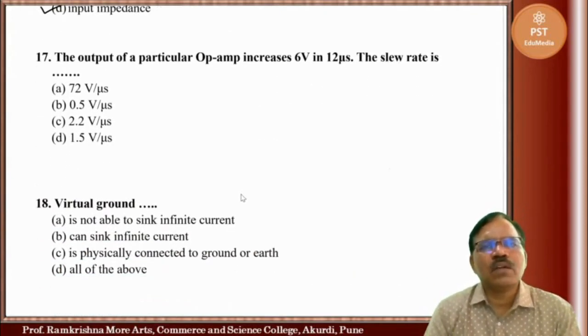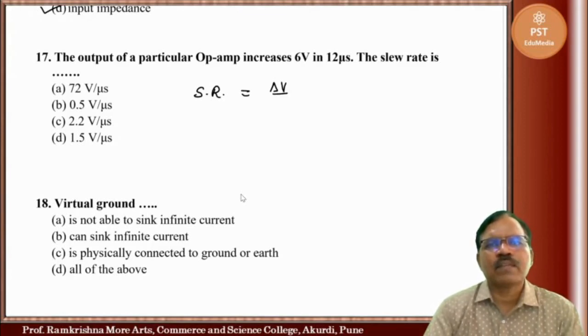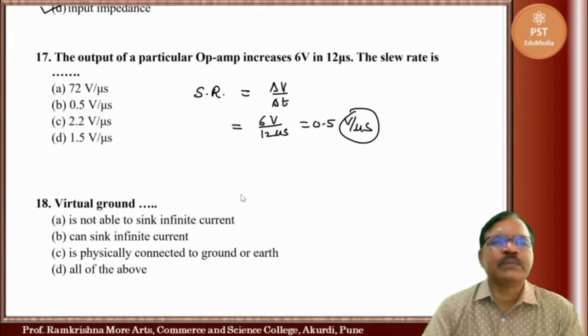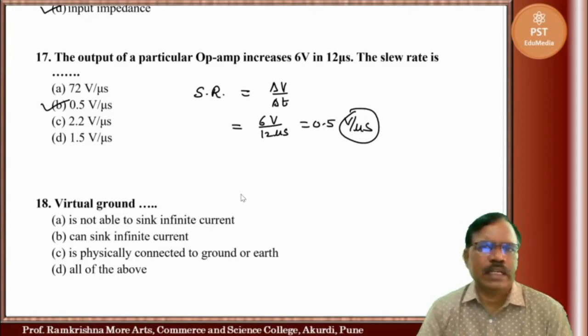The output of a particular operational amplifier increases 6 volts in 12 microseconds. The slew rate is, simply, the change in output voltage in time. So it is 6 volt divided by 12 microsecond. So we will get 0.5 volt per microsecond. This is the unit. So out of these 4, this one is correct.